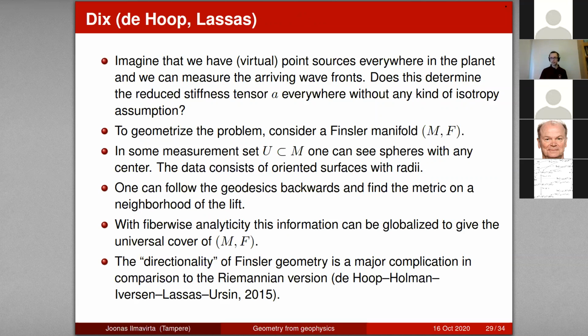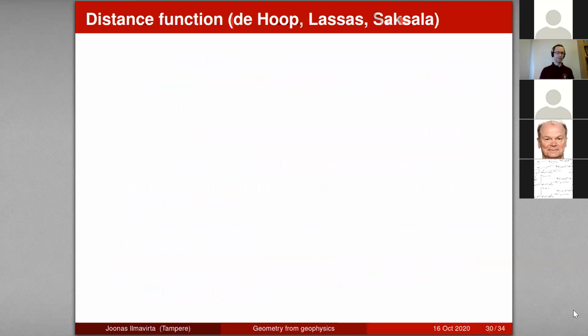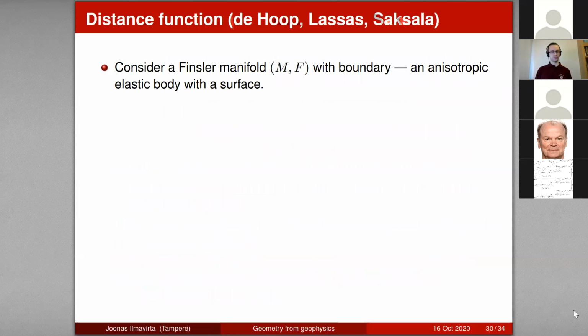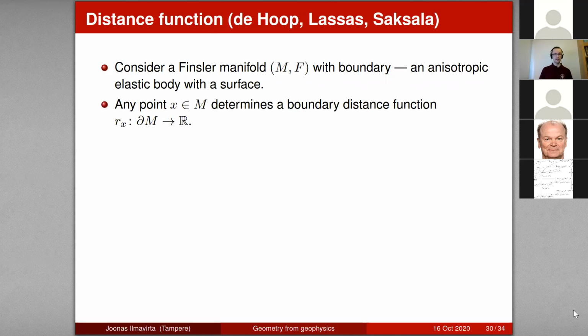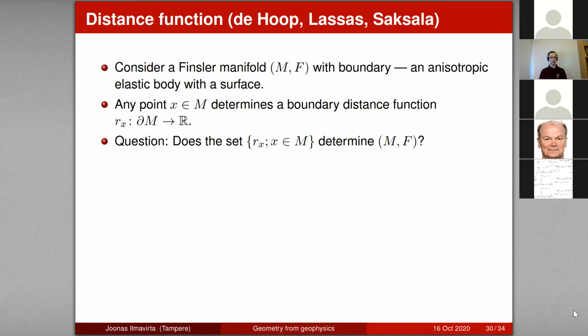Okay, and for yet another example, there are distance functions, with the same people and also Saksala. And this is actually the example I had earlier in the talk. So I have a Finsler manifold with boundary, that is an isotropic elastic body with a surface, and every point in this manifold will determine the boundary distance function. So the distance is to all boundary points as a function of the boundary, and what we know is the set of distance functions on the boundary. So we don't know what the manifold is, we just see these travel times. And the question is, does this set determine the manifold M?